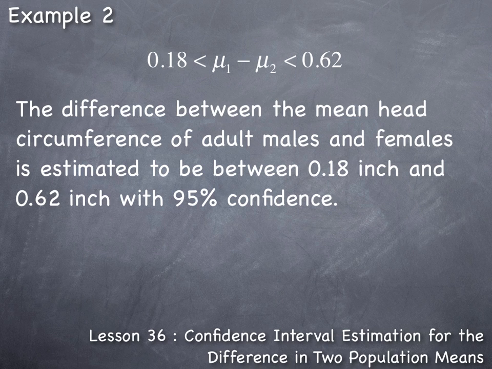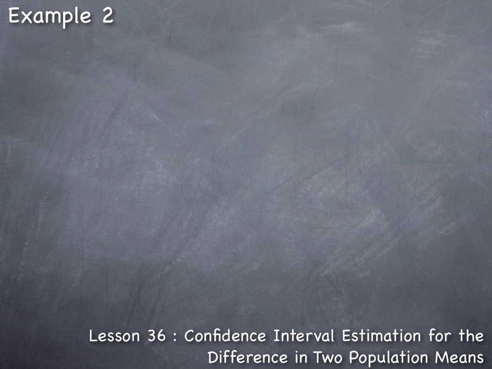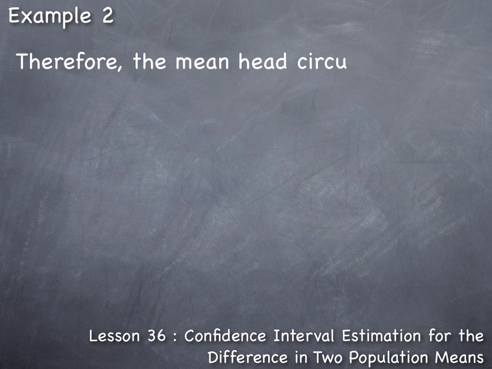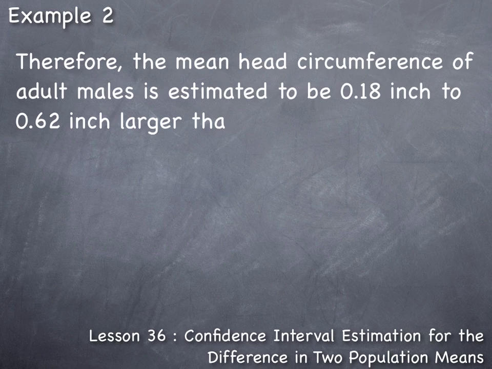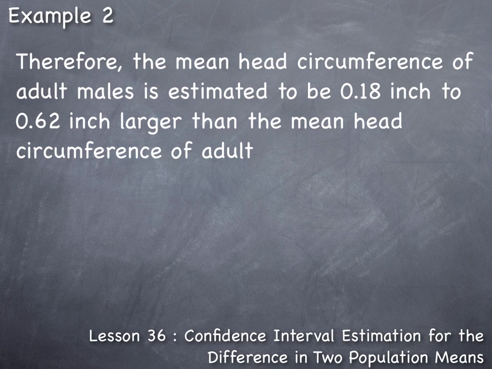Now, to further interpret this result, we notice that the 0.18 and 0.62 are both positive. This indicates that the first population mean mu1 is larger than the second population mean mu2. And since our first population was that of males, we could reach the following conclusion. Therefore, the mean head circumference of adult males is estimated to be 0.18 inch to 0.62 inch larger than the mean head circumference of adult females.